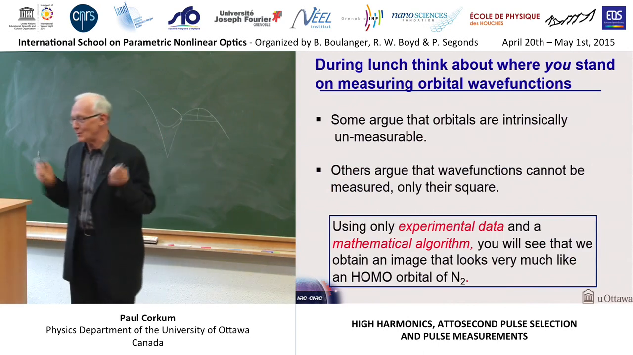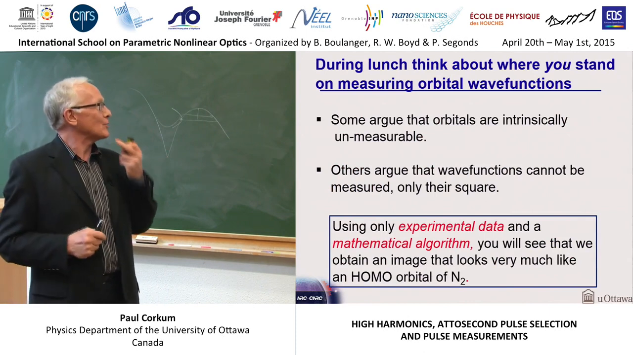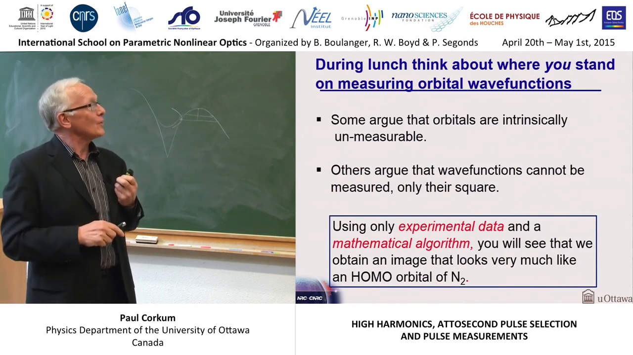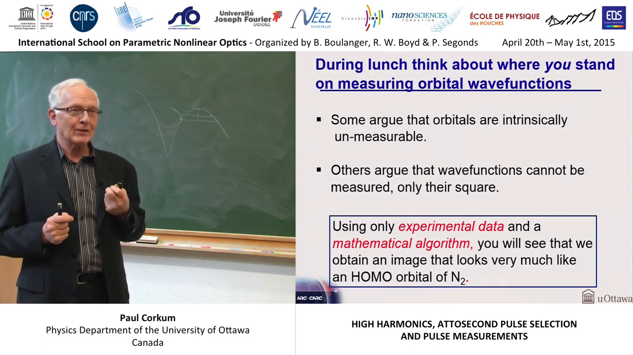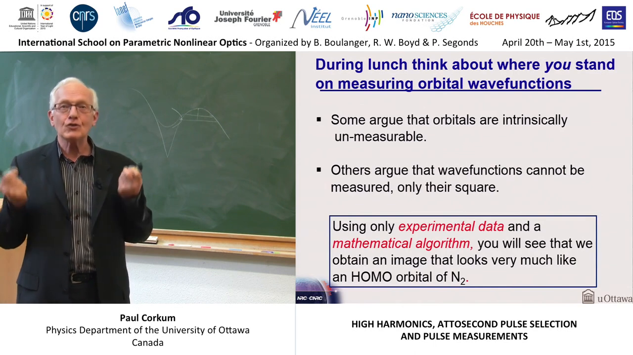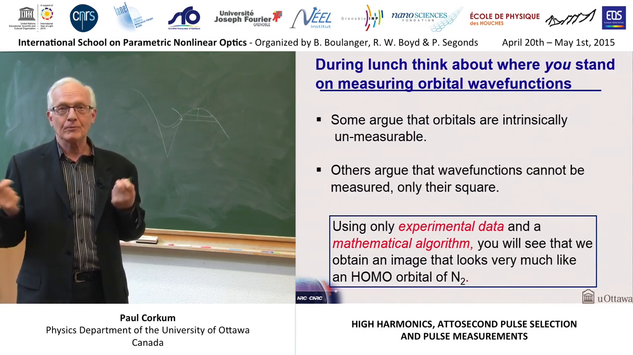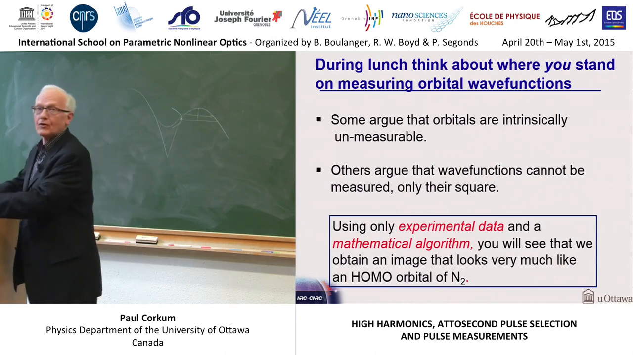So I'll say it. Maybe I was thinking about how to do this, right? What was the best way? So maybe I'll say it here. So during lunch, think about where you stand on measuring orbital wave functions. Okay? So I don't know. Some argue that an orbital is just intrinsically unmeasurable. So you can see why, right? There is no such thing as an electron in an orbital.